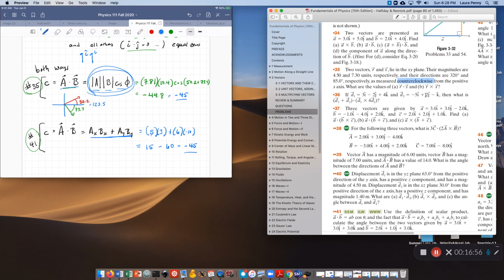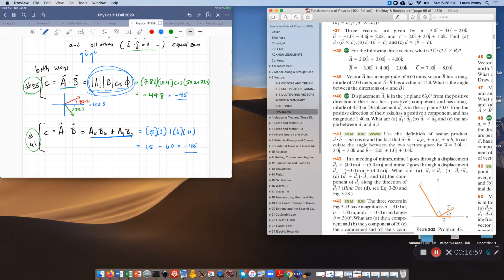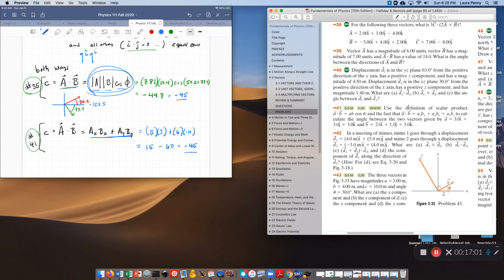For number 41, here they've given us our vectors in unit vector notation, and so it's going to be easier to do this other method for 41.